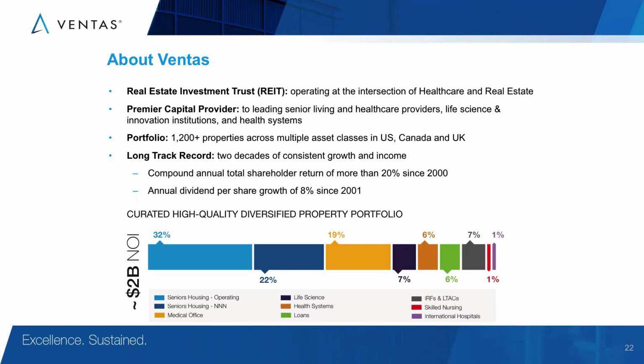We've achieved a compound annual total shareholder return of more than 20% since 2000 and provided an annual dividend per share growth of 8% since 2001. We have about $2 billion in annual net operating income, and you can see how it's broken out across the different business segments in the chart.